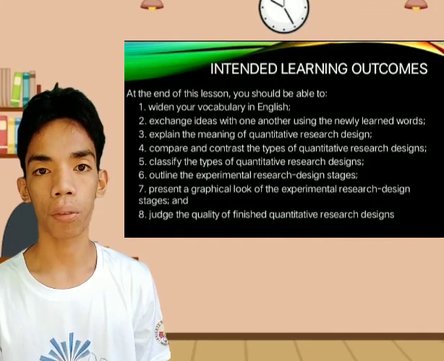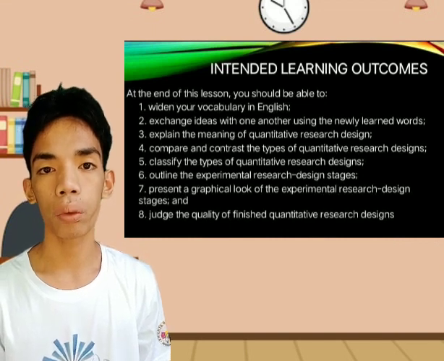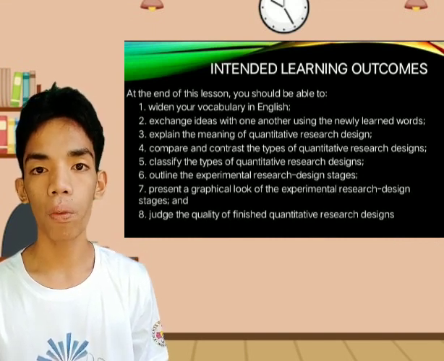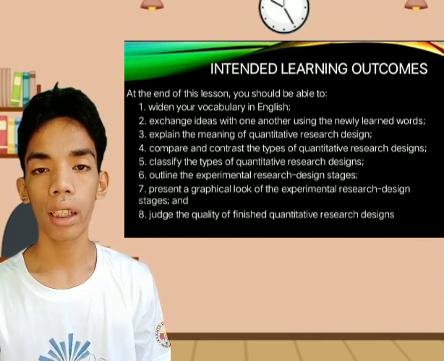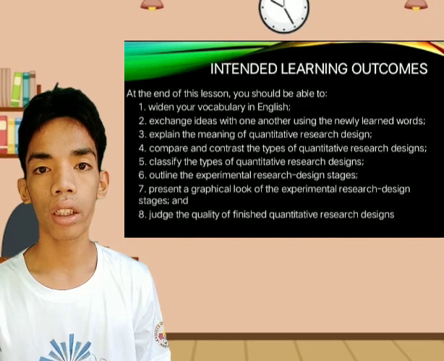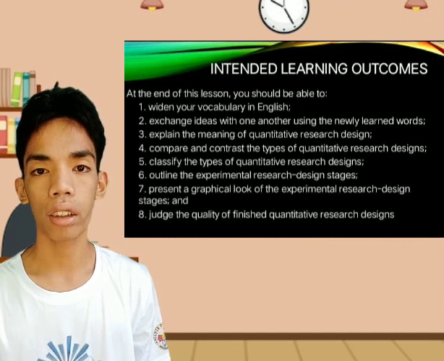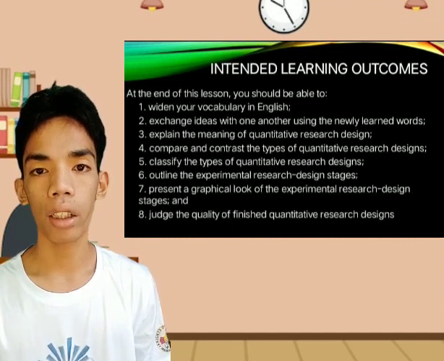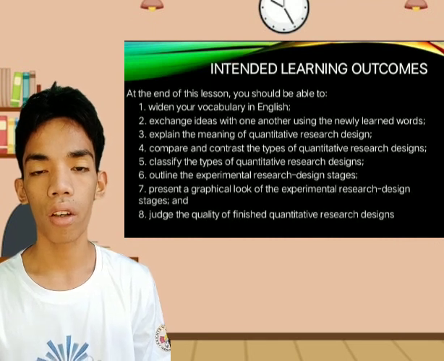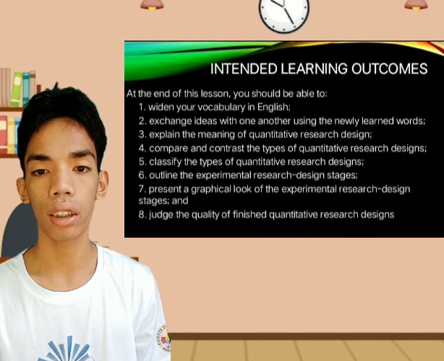Intended learning outcomes. At the end of this lesson, you should be able to: first, widen your vocabulary in English. Second, exchange ideas with one another using the newly learned words. Third, explain the meaning of quantitative research design. Fourth, compare and contrast the types of quantitative research design. Fifth, classify the types of quantitative research design.